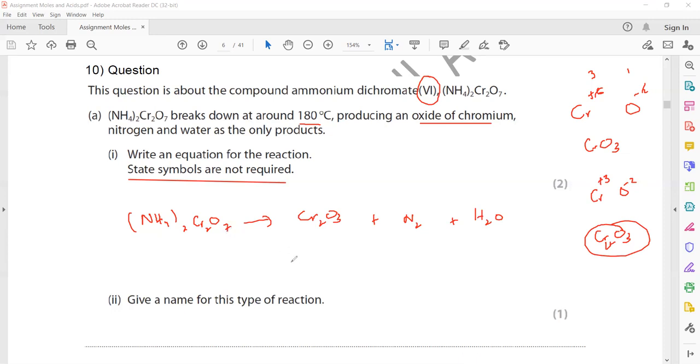Then we have to balance. Whenever we try to balance, we start with oxygen followed by hydrogen and then other elements. So we have 7 oxygen on one side, 3 are already there. So we have to just balance the oxygen number. So we put 4, so oxygen will be balanced. What about hydrogen? 4 multiplied by 2, 8. So hydrogen is already balanced, and chromium is also balanced. So this is the balanced equation for thermal decomposition of ammonium dichromate.